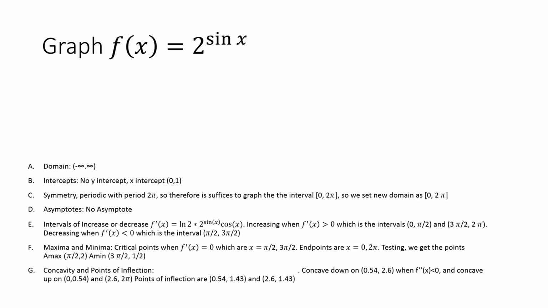For concavity and points of inflection, we get f double prime of x, and from this we look at when it's greater than 0 and when it's less than 0. It's concave down on 0.54 to 2.6, and concave up on 0 to 0.54 and 2.6 to 2 pi. Points of inflection are just when x equals 0.54 and x equals 2.6, and from this we get the two inflection points.